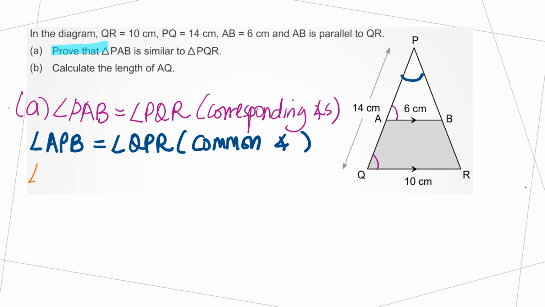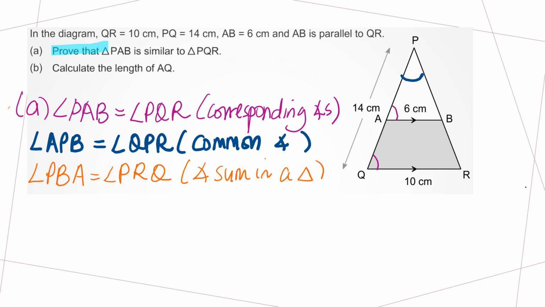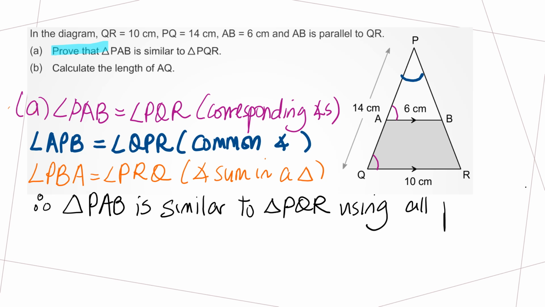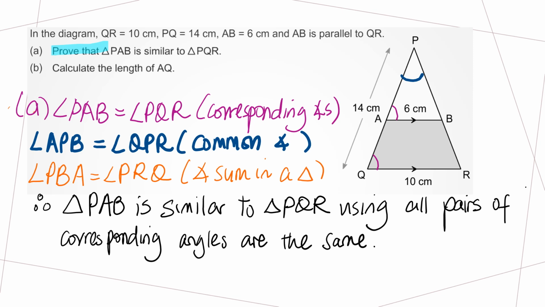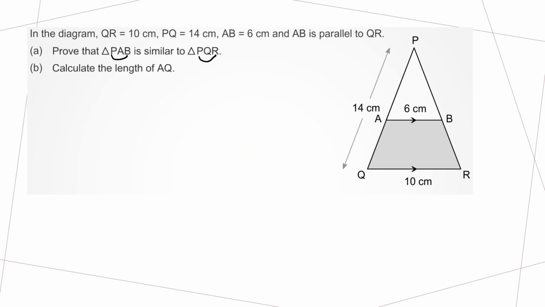And of course, you can also use angle sum. The last angle will be the same, which is angle sum in the triangle, or you can also use angle PBA equals to angle PRQ. Same thing, corresponding angle. So therefore, the two triangles are similar using all pairs of corresponding angles are the same. All right, so that's part A. So once you know they're similar, we can just compare the ratio of the corresponding sides.